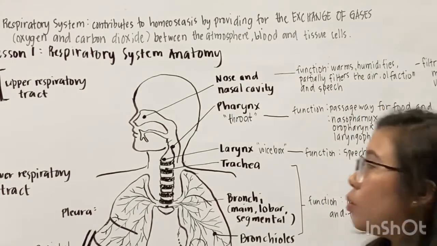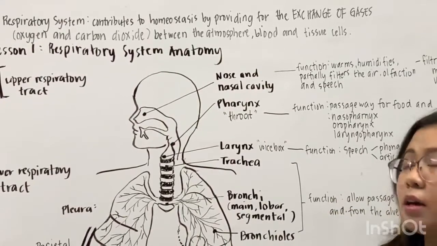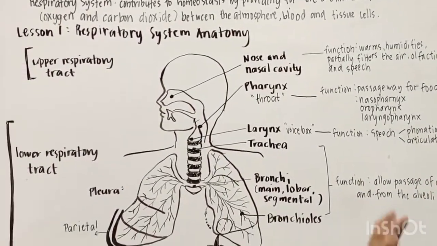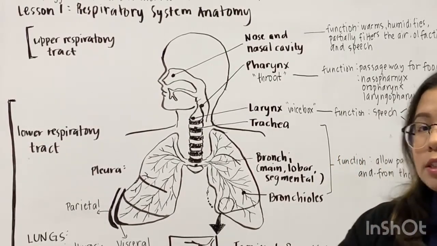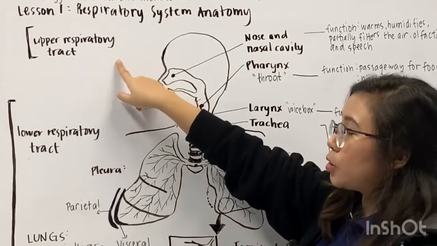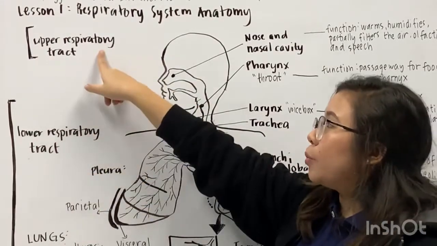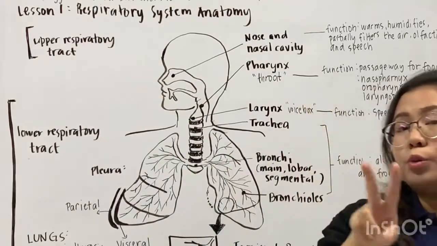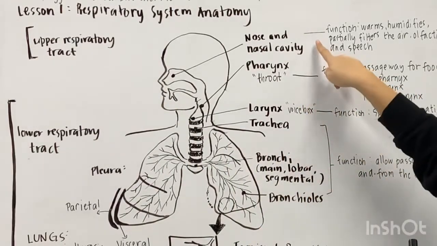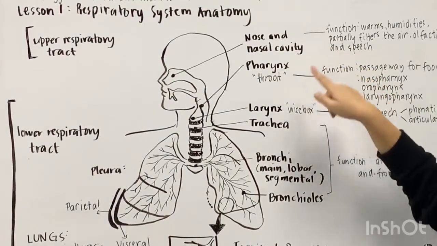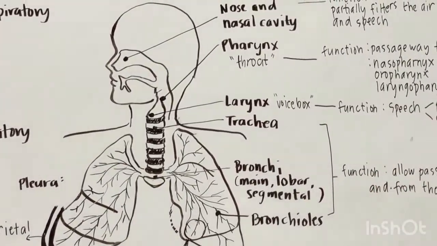For lesson 1, we'll be discussing the brief anatomy of your respiratory system. The structure is divided into 2 parts: you have your upper respiratory tract and your lower respiratory tract. For your upper respiratory tract, you have 2 parts or structures: your nose and nasal cavity, as well as your pharynx. So there are only two under your upper respiratory tract.